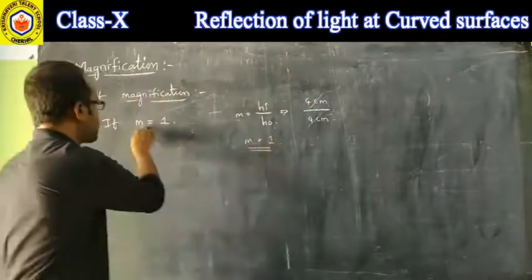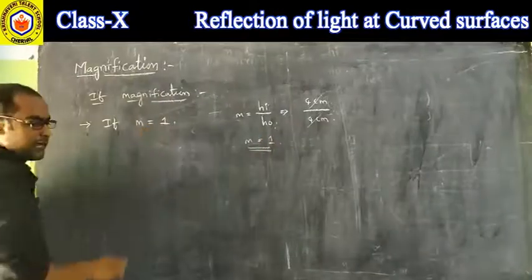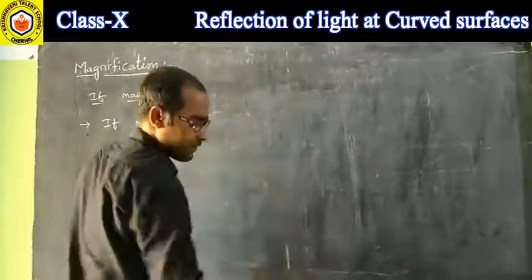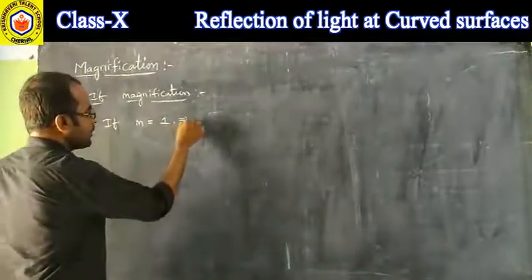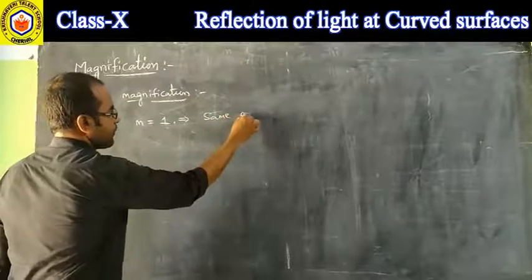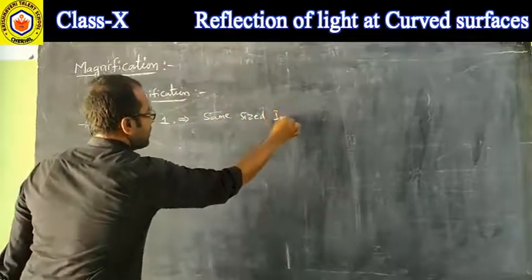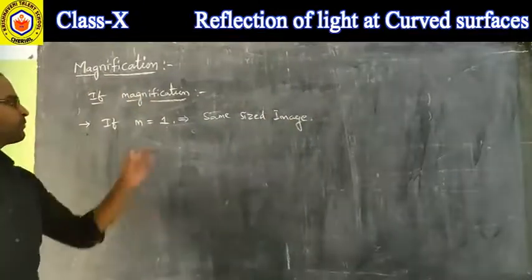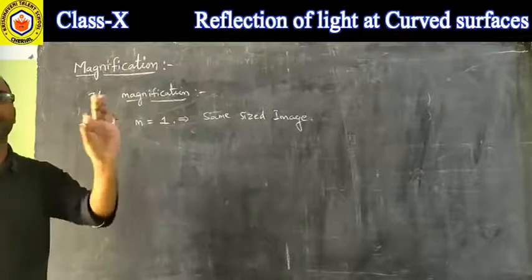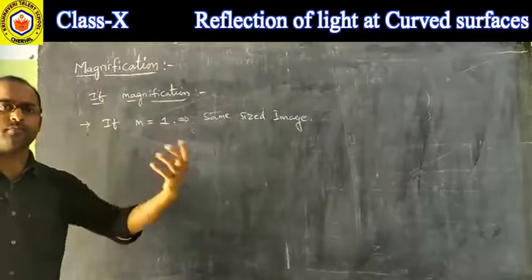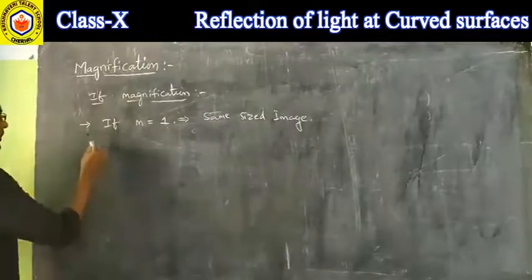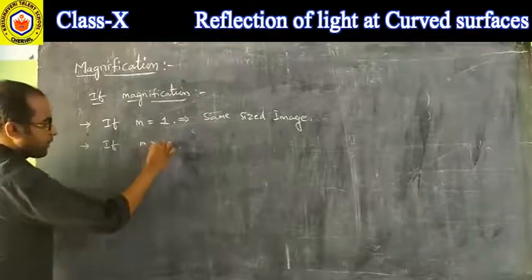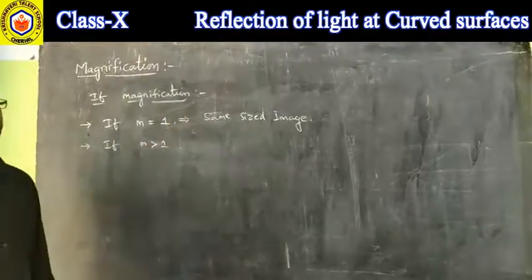If magnification is equal to 1, then it indicates that the mirror forms always same sized image. The magnification of a mirror is 1 means that the mirror forms always same sized image, for example, a plane mirror.